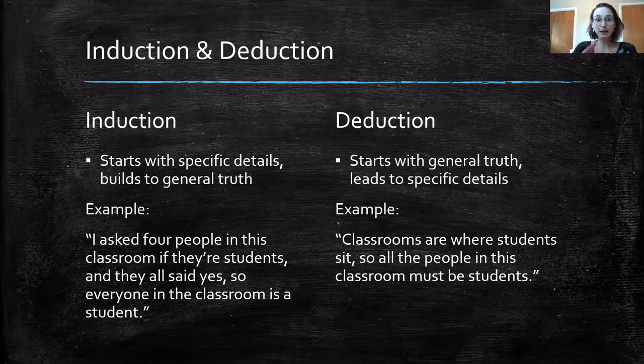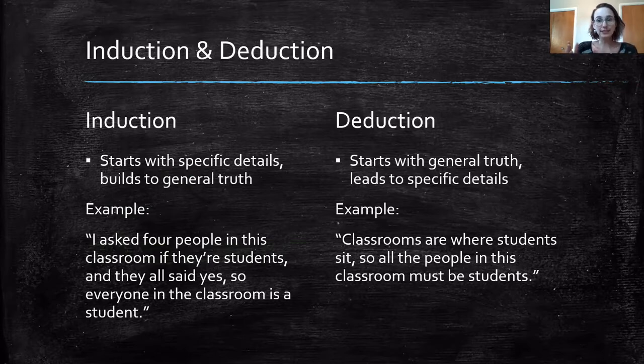So here's my evidence. One person said they're a student, two people said they're a student, three, four, you can continue asking. And the more people I ask, the more people say they're students. And therefore, I think everyone in this classroom is a student. Okay, so that is when you're taking information and you're moving in and finding a general truth.